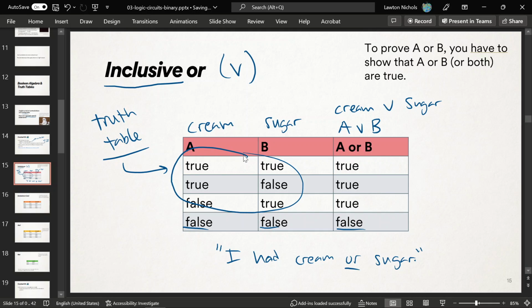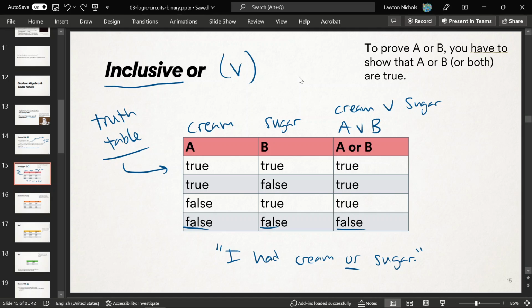Do you see how I'm reading that? We like the true cases. That's what it means to be true. That's how we prove something is true. The one case when it's false is when you lied. You had neither the first thing nor the second thing. Okay? So that is inclusive OR. You can have one, the other, or both, and the statement is still true. Any last questions about that one? That's inclusive OR. That's the waiter's OR.